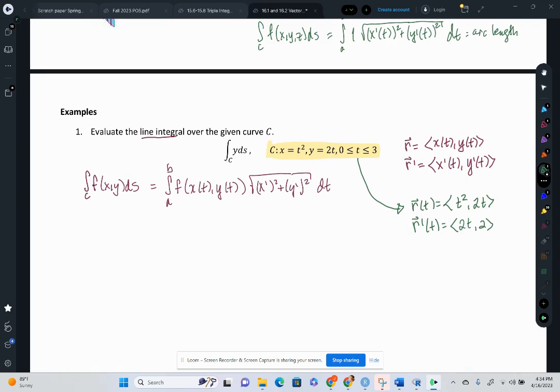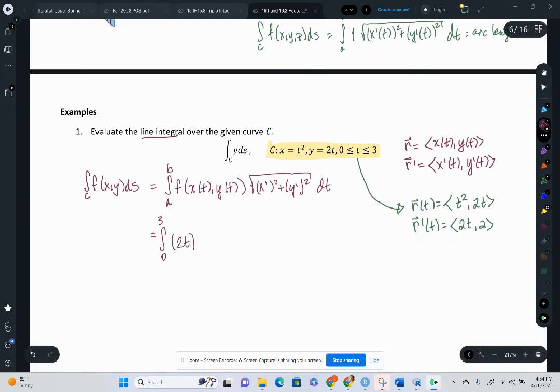So I can plug all this stuff in. I'm going to go ahead and do that. This integral is equal to the line integral from 0 to 3, because those are the bounds they gave me for t. The y is my f of x y function. It's just equal to y. So there's a y in there. I need to replace it with 2t.